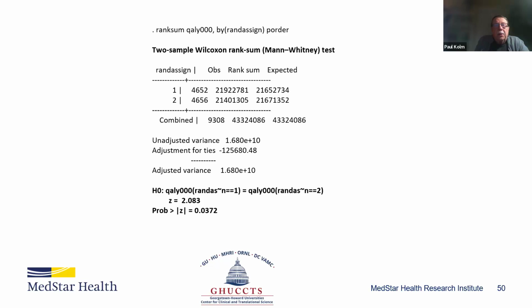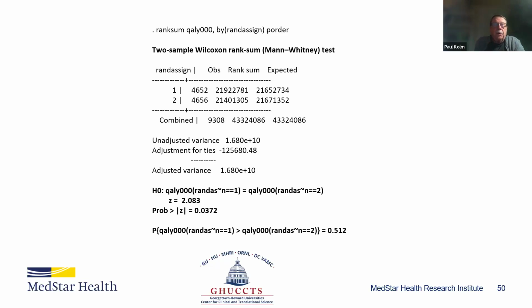When they compute the test here, whether the control group is greater or the treatment group is greater than the control group, we get a z-score. Again, it's using the normal distribution here. And so we get a probability of 0.03. So we would say it was statistically different.